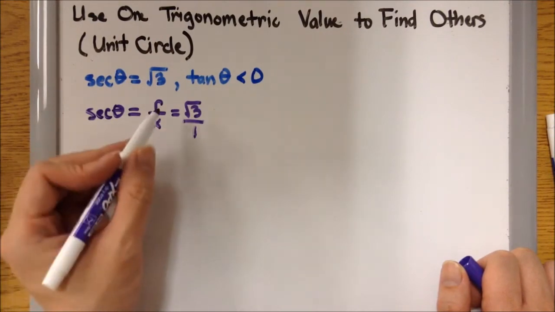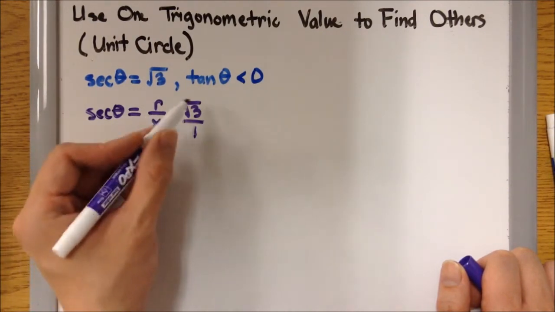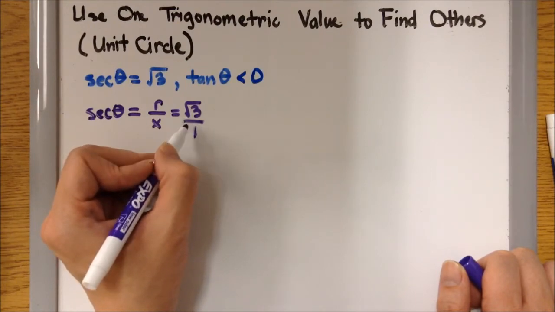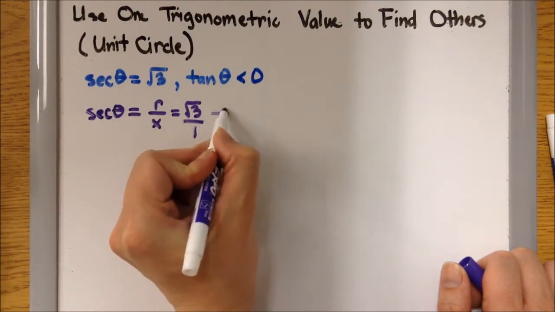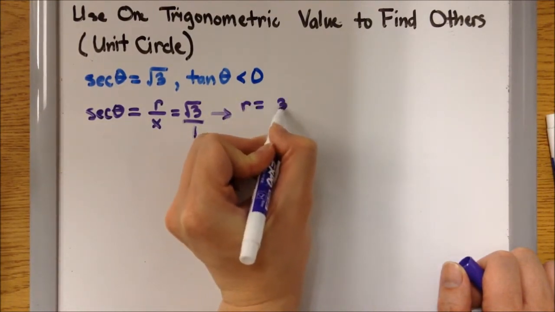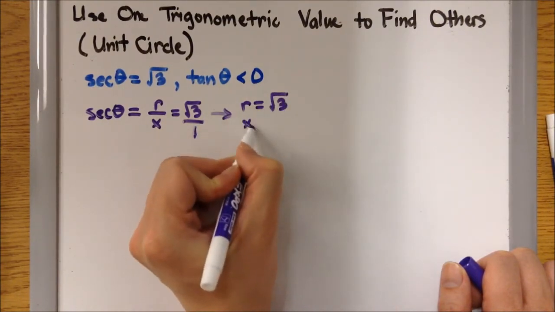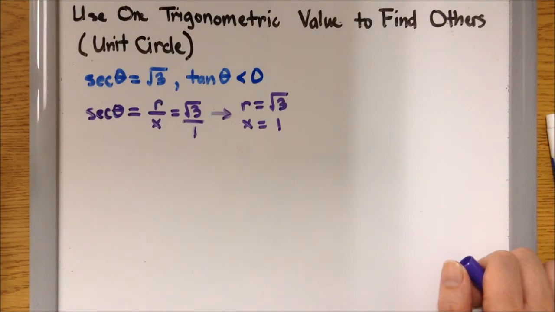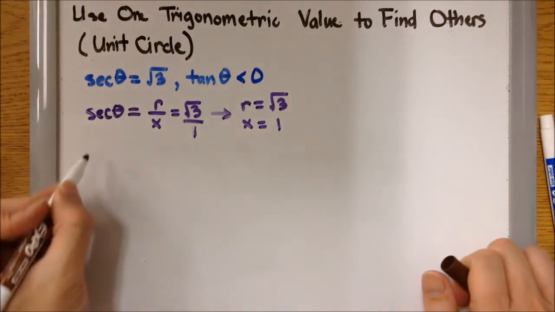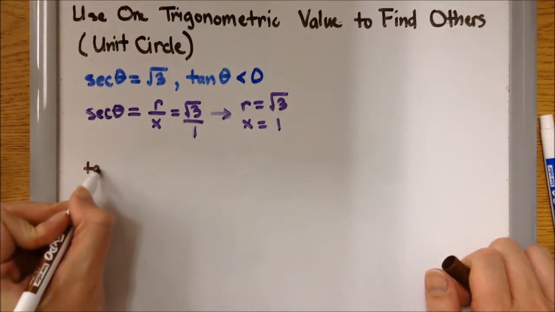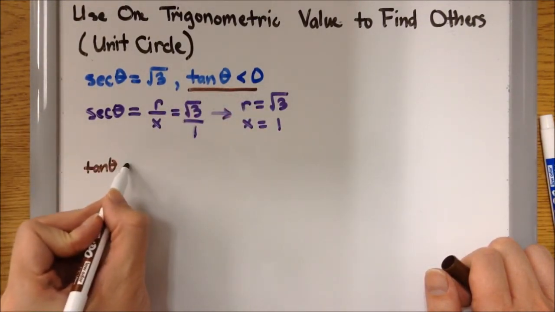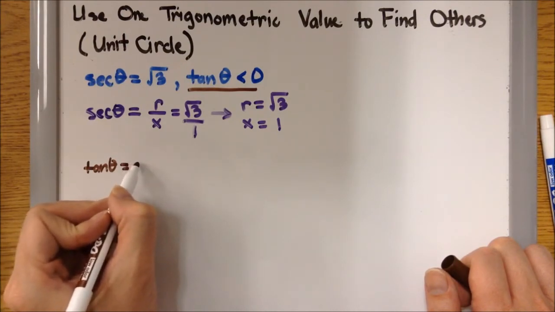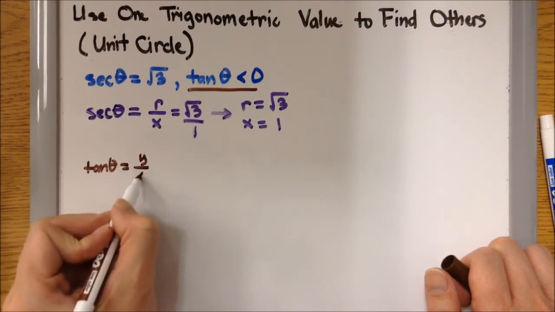So we have our values for r and for x, because now we've got square root of 3 over 1 as a fraction. That means that r is equal to square root of 3 and x is equal to 1. Now, there's something you have to be mindful of also. Tangent theta is less than 0, so that means it's negative. Let's see, tangent theta is y over x.